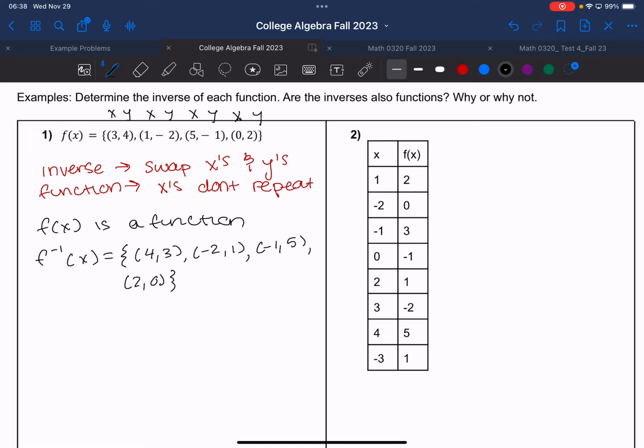Okay. Now looking at our inverse, can we still say this is a function or not a function? Yes. Good, it is a function, because if we look at all our new x values, none of those values repeat. So that means our inverse is also a function.